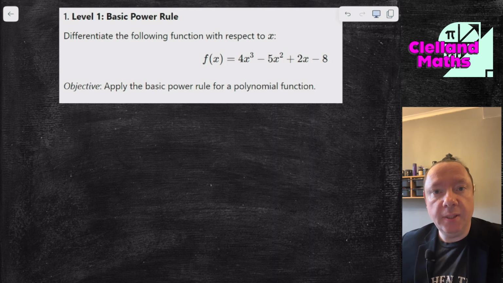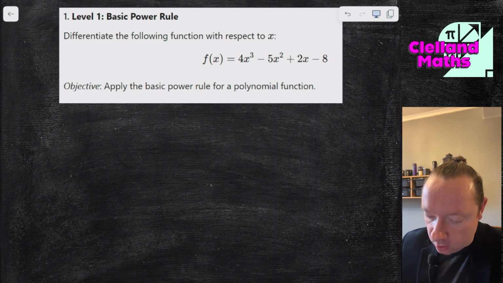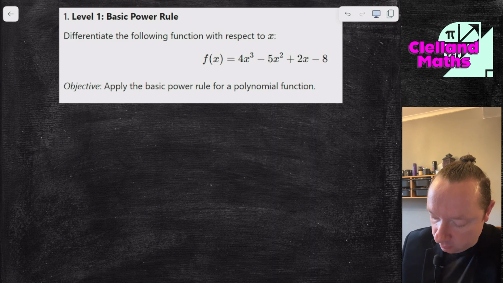So let's see what Chat GPT came up with. Level 1, basic power rule. Differentiate the following function with respect to x. f of x is 4x cubed minus 5x squared plus 2x minus 8. Apply the basic rule for a polynomial, the power rule. Now this should be okay, I think.